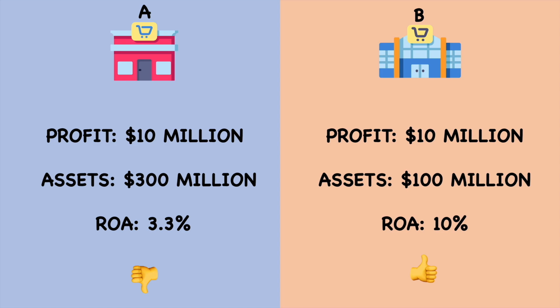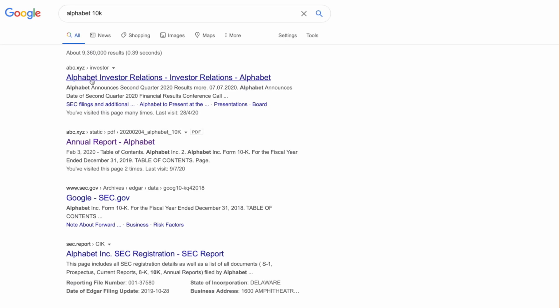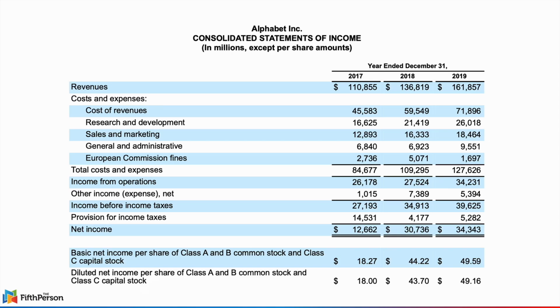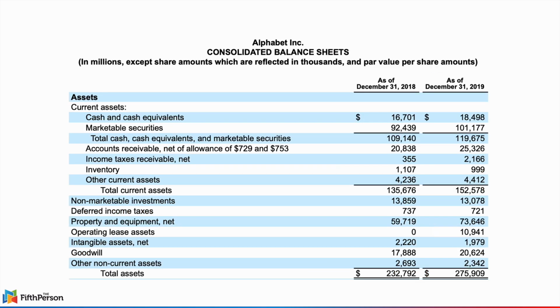One of the most common places to look is the 10-K, or the annual report of the company. Right here I have the financial statement of Alphabet, and this is the income statement. The first thing you want to get is the net income. Look at 2019 at the bottom, that's the net income. The net income for Alphabet in 2019 is 34,343 million.